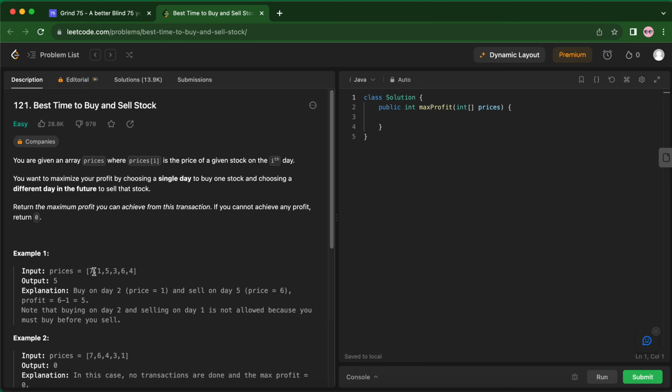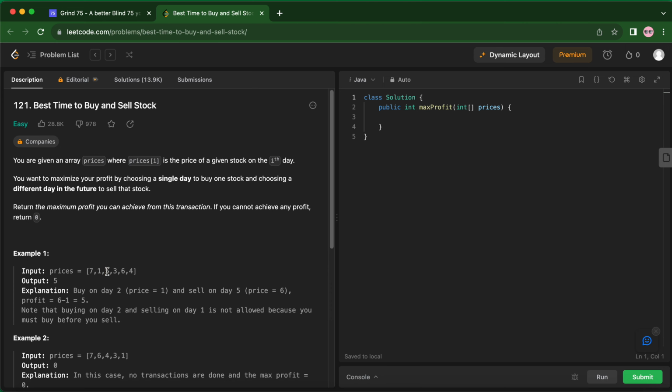Let's say you buy a stock on the first day, which is 7. If you sell this stock on any other day, it's a loss, right? Because if you buy it at 7, even if you sell at 1, it's a loss of 6 rupees. If you buy at 7 and sell at 6, it's a loss of 1 rupee. If you buy at 1 rupee and sell it the next day at 5 rupees, it's a profit of 4 rupees, which is good profit.